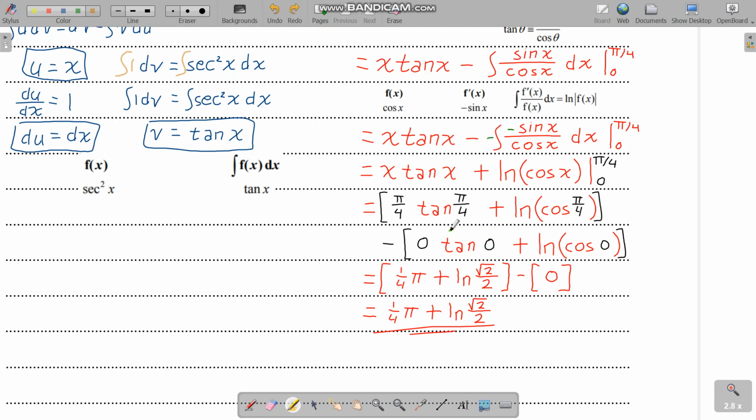And now we gotta simplify a little here. Actually, there's nothing to simplify. Yep, that's it. So that's the final answer. You can leave it like this.